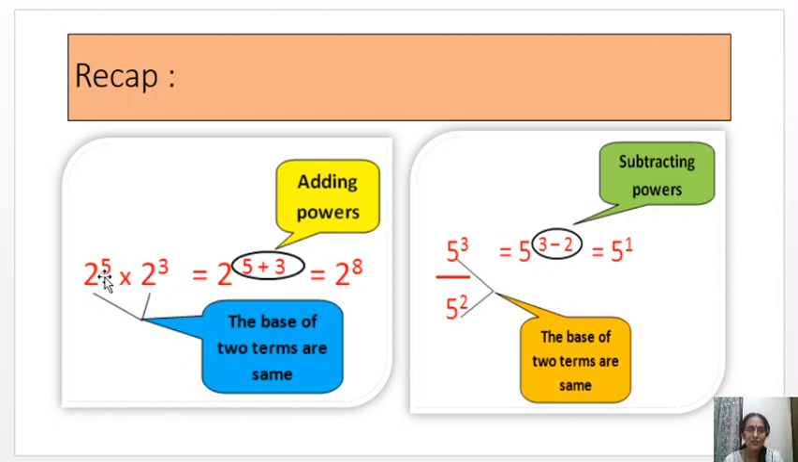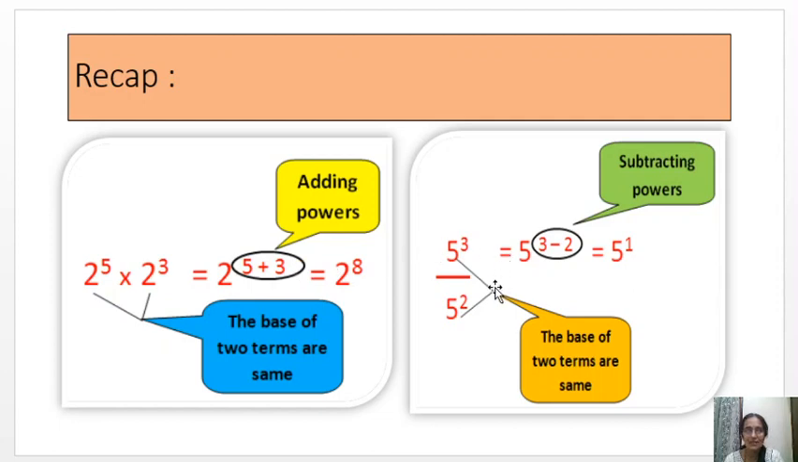Here 2 to the power 5 into 2 to the power 3 means the numbers have to be multiplied. The exponents are with the same base. 2 is the same base for both the multiplicand and multiplier. In such cases, we have to add up the powers. Then we can write the answer. The corresponding general law of exponents is a power m into a power n is equal to a power m plus n. We have to add up the powers.